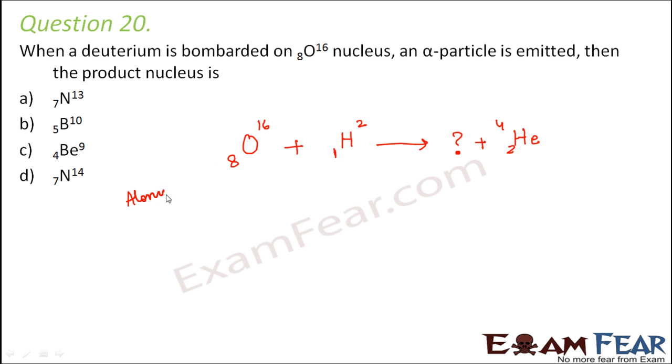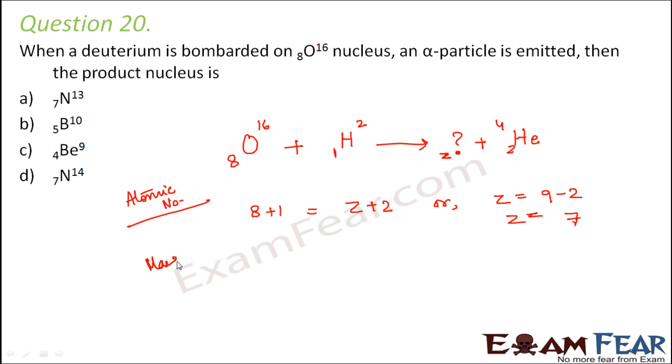First let us talk about the conservation of atomic number. As per that, 8 plus 1 should be equal to, let's say this is Z plus 2. From this we can say Z is equal to 9 minus 2, that is equal to 7. Therefore the atomic number of this product nucleus would be 7. Looking at the options, we can say that either the correct option is A or it is D.